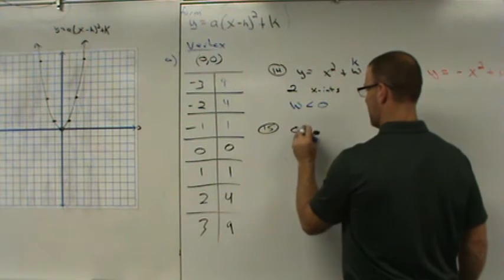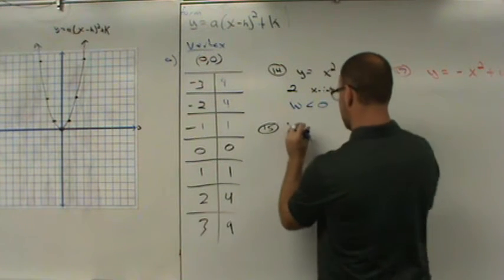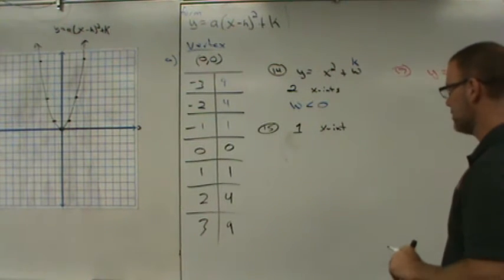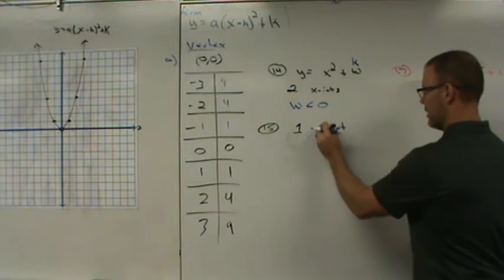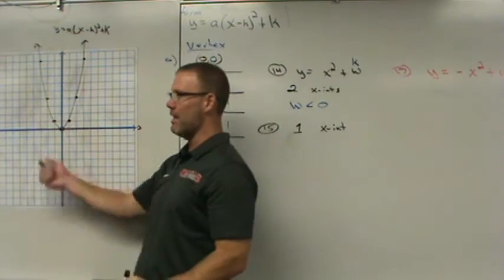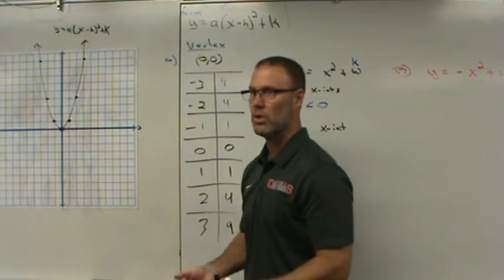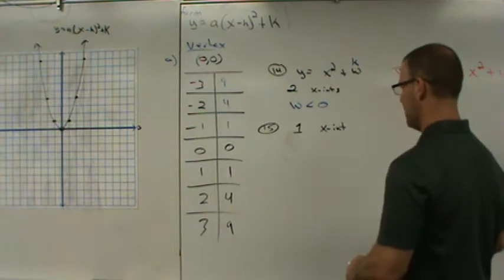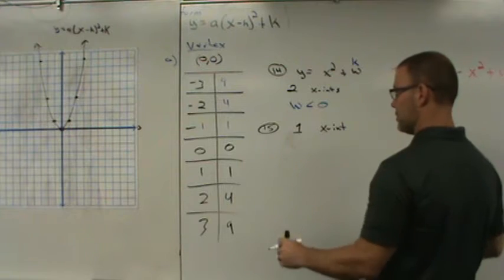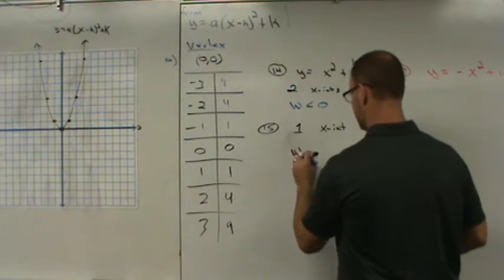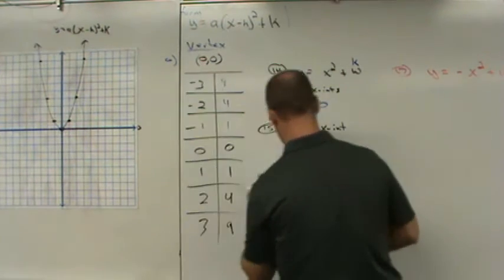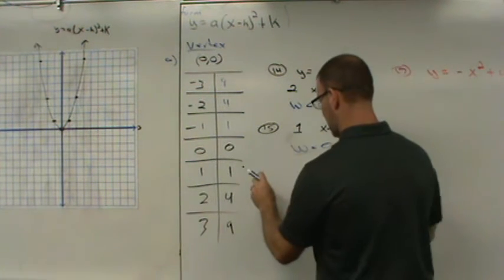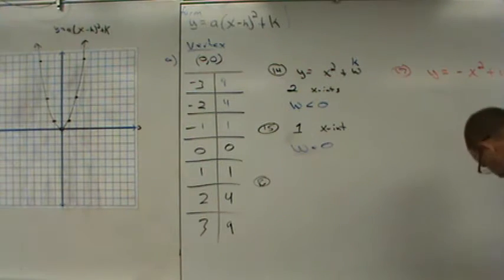15, I want 1 x-intercept. If I go with 1 x-intercept, how does my parabola have to shift? Well, let me ask you a question. How many x-intercepts does it have now, before it shifts? It has 1. So does it have to shift? w must be equal to what then? w equals 0.